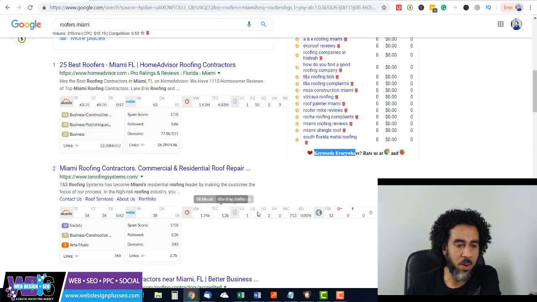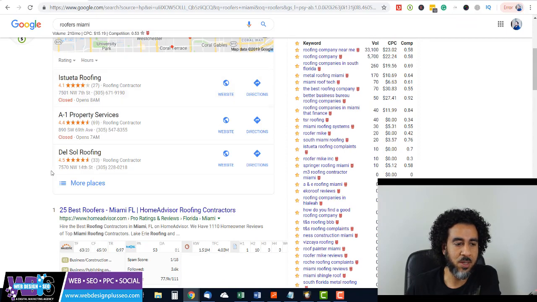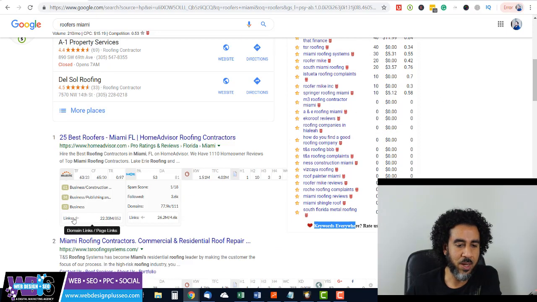This is also another plugin, a Chrome extension that I have. It's a paid one, but it's pretty affordable. I think it's about $15 a month. It's called Serpworx. And basically what it does is it goes ahead and gives you a lot of data on the actual page. And once we click in, we'll see some more stuff that it's going to give you.